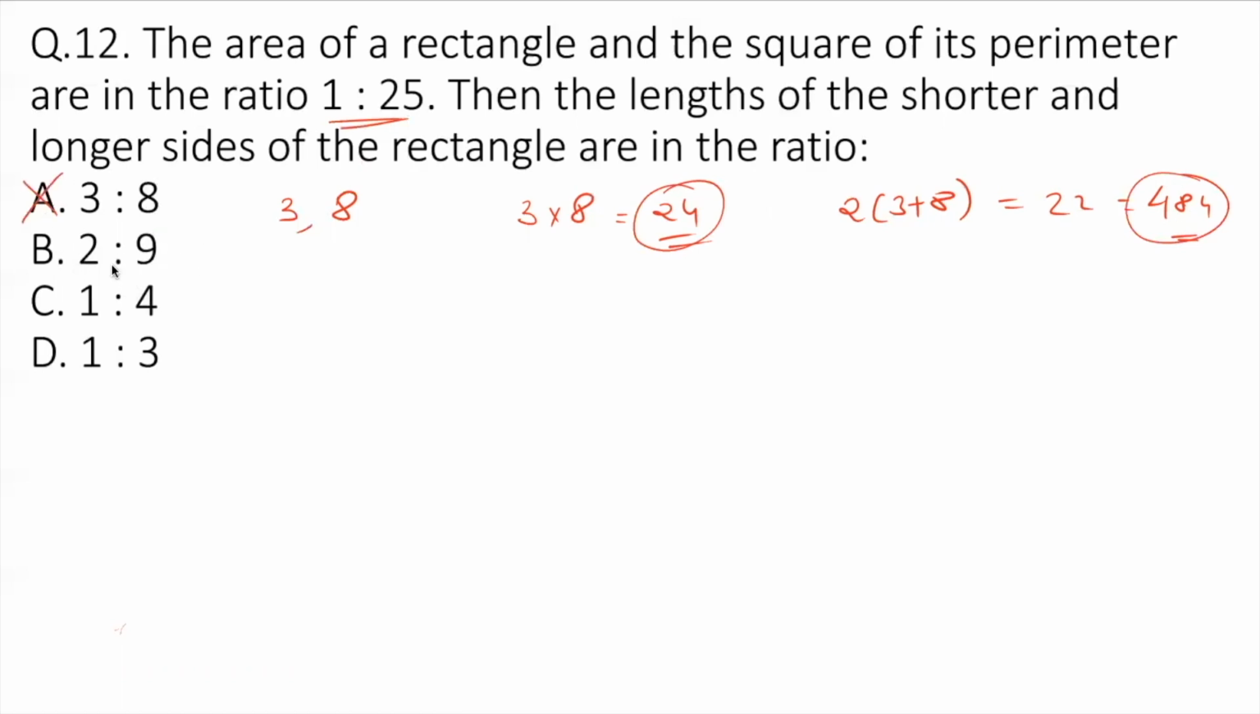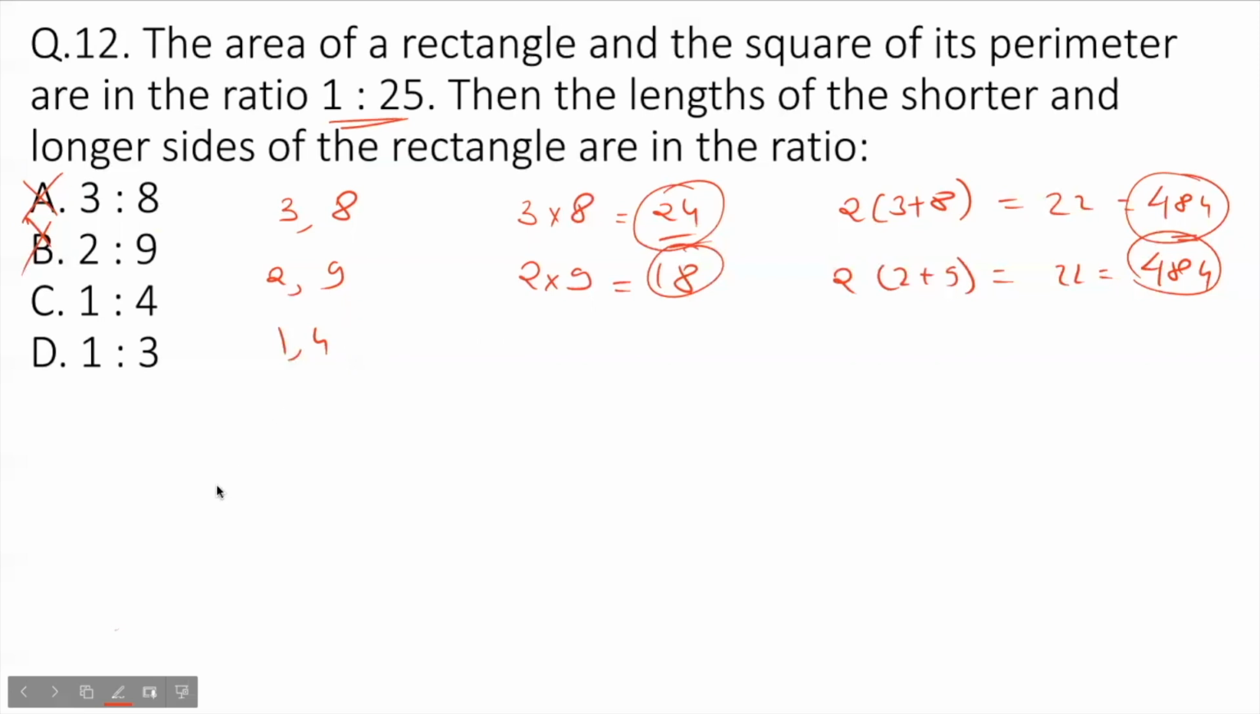Suppose the ratio of the sides is 2:9. So the two sides can be 2 and 9. The area is 2 nines are 18. The perimeter will be twice of 2 plus 9, which is again 22, again giving the square of perimeter as 484. Again, this ratio is definitely not 1:25, so not the B option.